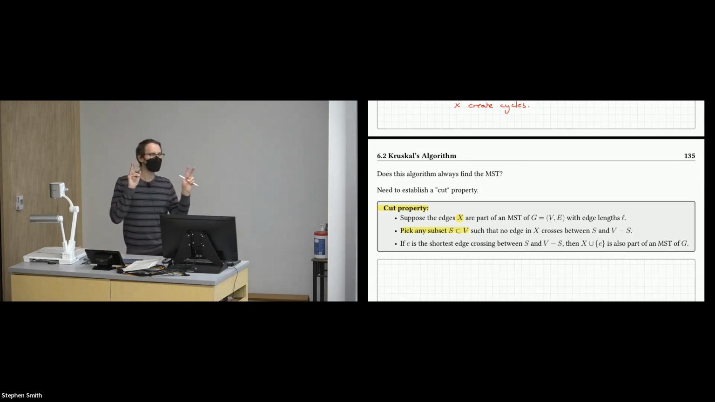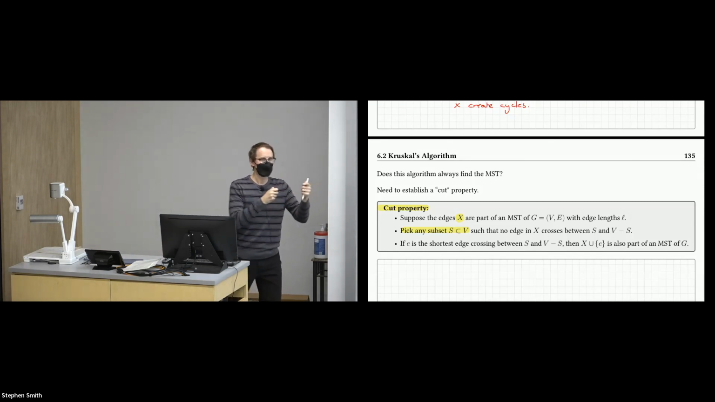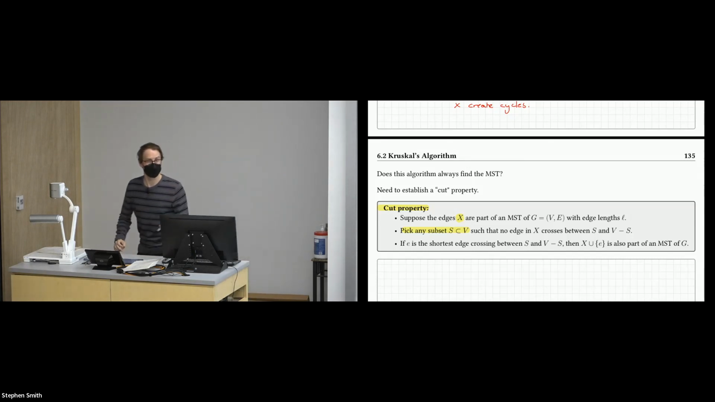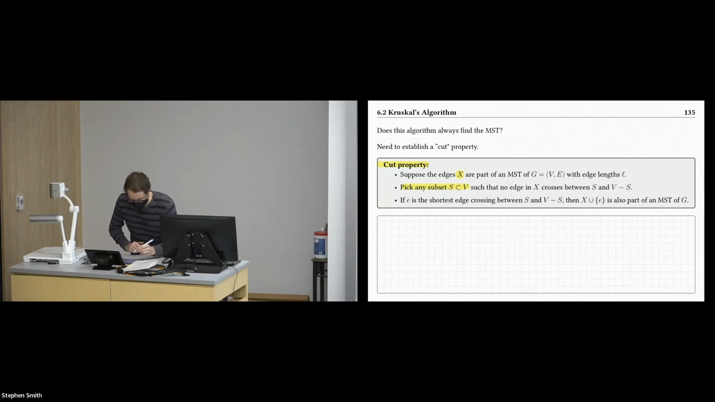I'm using this language, part of a minimum spanning tree, because as we saw, the minimum spanning tree is not unique. So we can't really talk about the solution. There could be multiple. So let me draw a simple picture that shows the idea.